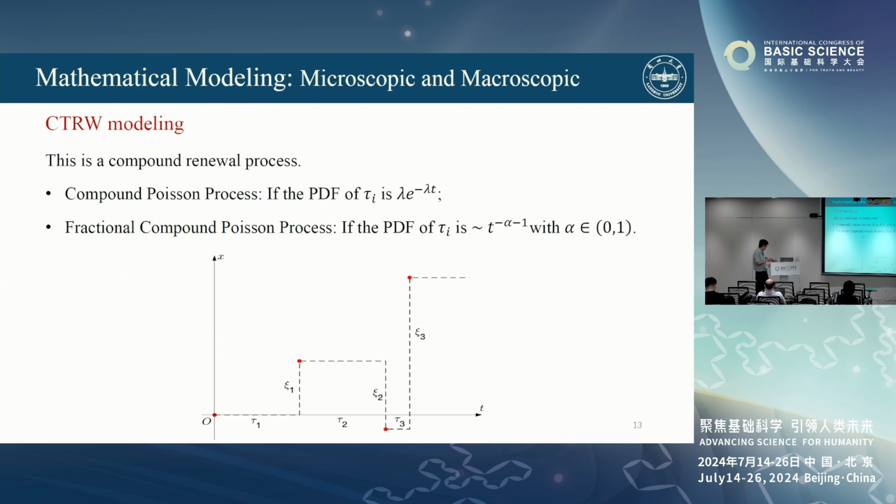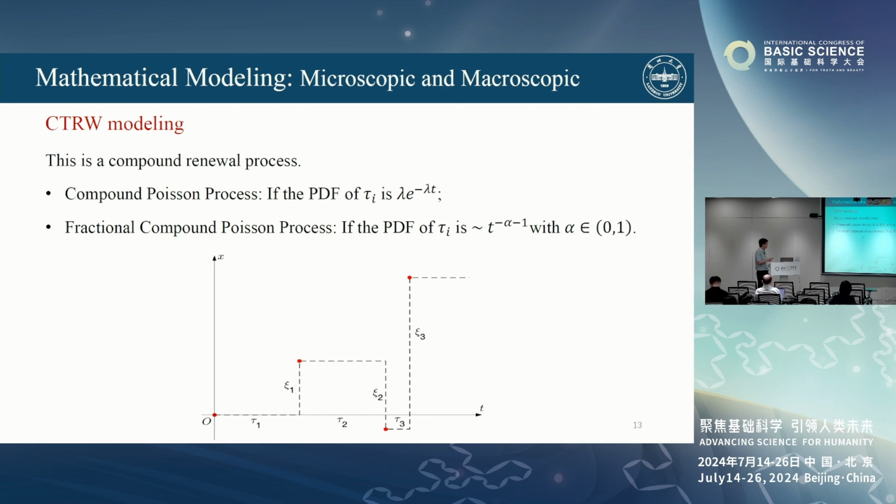So briefly introduce the CTRW, the continuous time random walk model. It is extremely simple. It is a compound renewal process. For the first one, if the waiting time tau_i follows lambda e to the power minus lambda t, it is a compound Poisson process. For example, if tau_i obeys an exponential distribution, but the jump length Ci obeys a power law distribution or Gaussian distribution or some other distribution, for different kinds of distribution you can define different kinds of stochastic process.